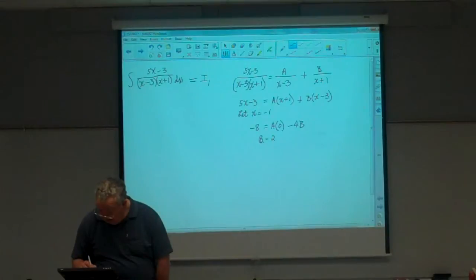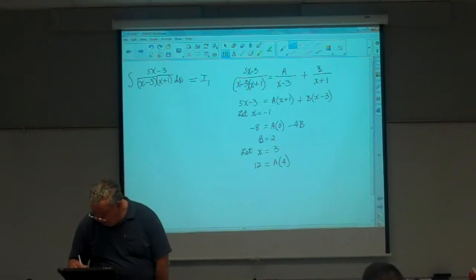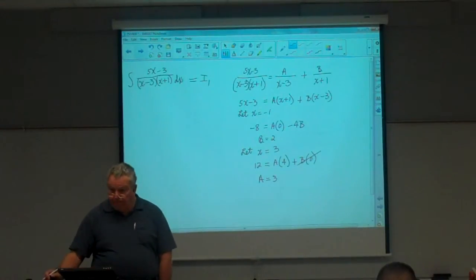Then I let x be equal to 3, and I get 15 minus 3 is 12, is equal to a times 4 plus b times 0, which says that a is equal to 3. And aren't we just about there?